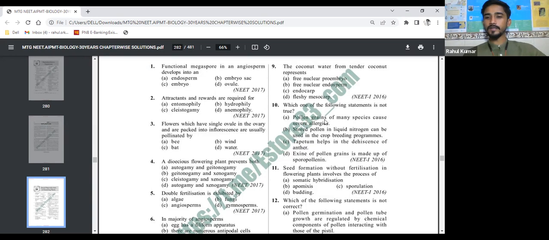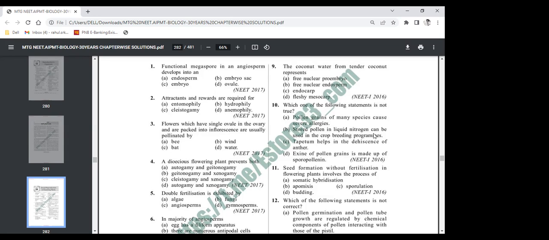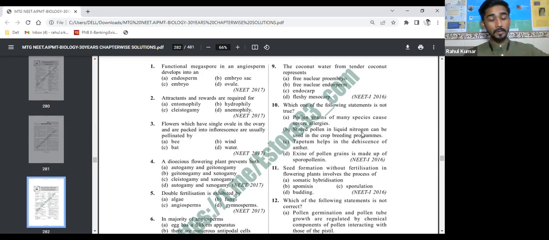So A is true. Pollen grains can cause severe allergies. Pollen allergy we call it. Stored pollens in liquid nitrogen. Anything that can be stored in liquid nitrogen, like cells, pollen grains, can be used again. So they are metabolically inactive in liquid nitrogen.